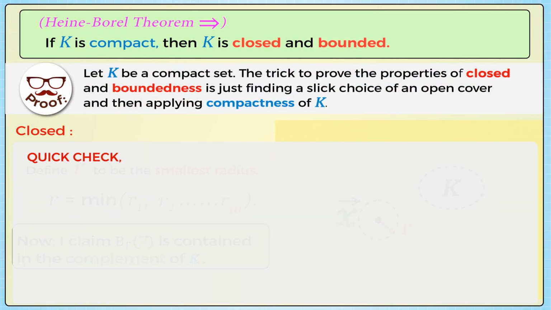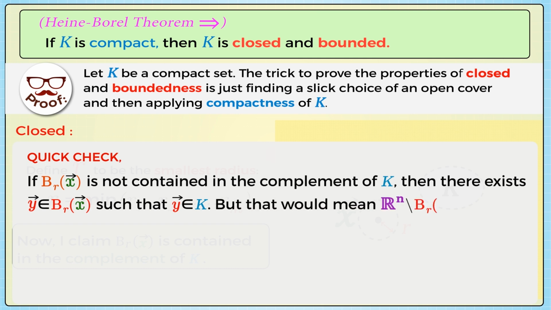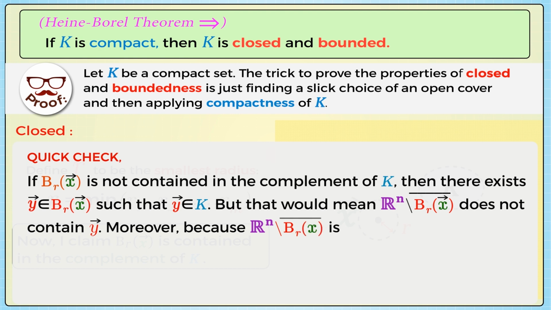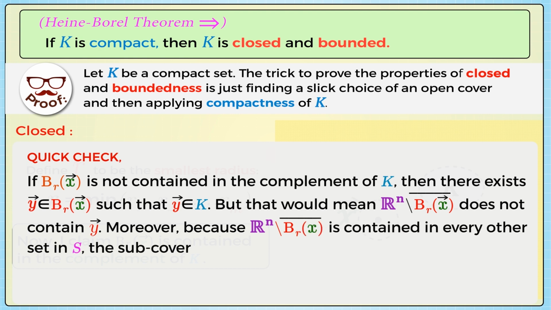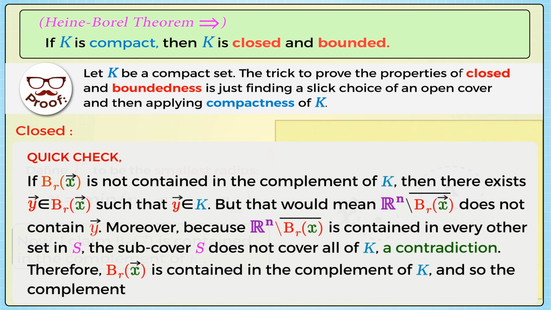As a quick check, if B_r(x) is not contained in the complement of K, then there exists a y in B_r(x) such that y is in K. But that would mean that the complement of the closed ball B_r(x) does not contain y. Moreover, because the complement of the closed ball B_r(x) is contained in every other set in S, the subcover S does not cover all of K, a contradiction. Therefore, B_r(x) is contained in the complement of K, and so the complement of K is open.